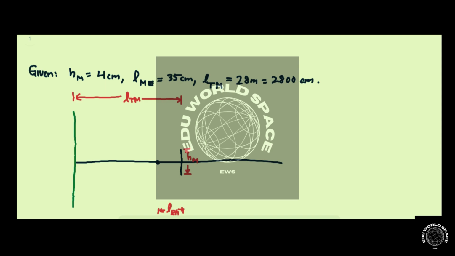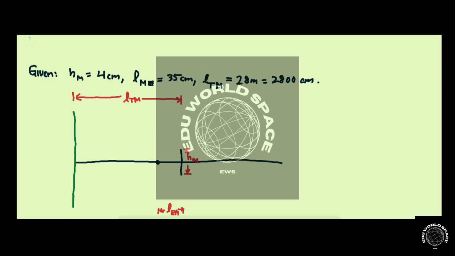In problem 34.2, we're given the height of a mirror, the distance between the mirror and the eye, and the distance between the tree and the mirror. And I drew in a diagram here, so I labeled HM, which is the height of the mirror, LME is the distance between the eye, which is this black dot, and the mirror, which is the vertical line, and LTM is the length from the tree to the mirror. And we're asked to find the height of the tree.